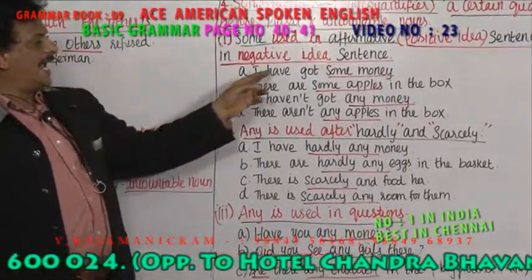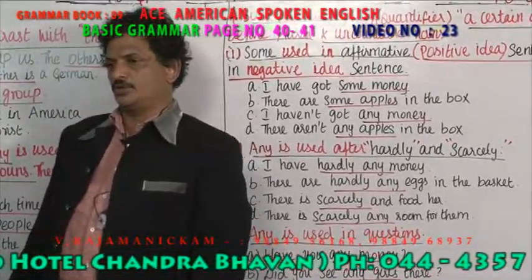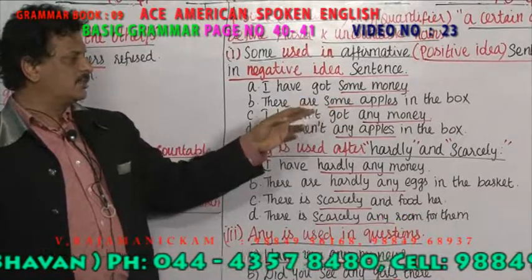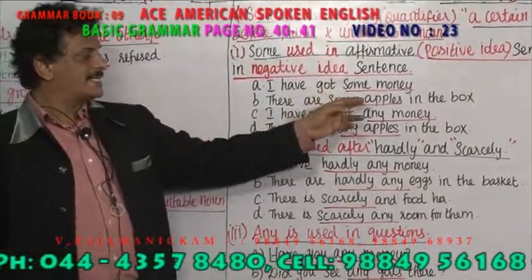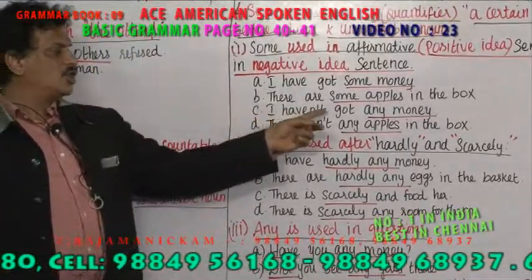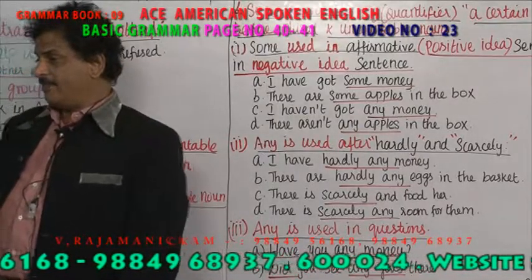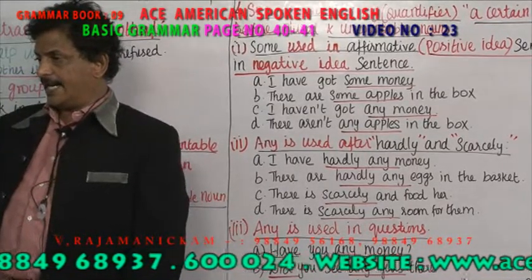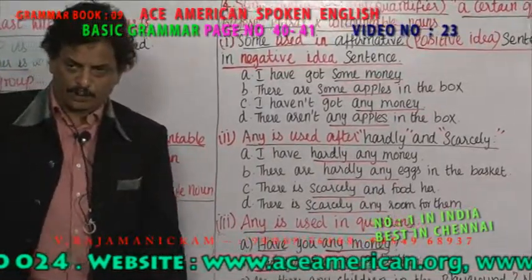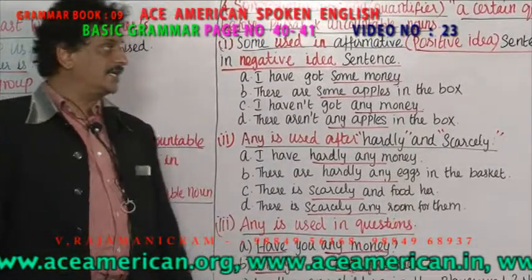And here, I have got some money. Money is countable or uncountable? Uncountable noun. So, some money. And it's also used for countable nouns. There are some apples in the box. See, all positive. For negative, you don't say I haven't got some money. No, I haven't got any money. For negative, you are using any. Any and some both are quantifiers. So some is used for positive sentences and any is used for negative sentences.